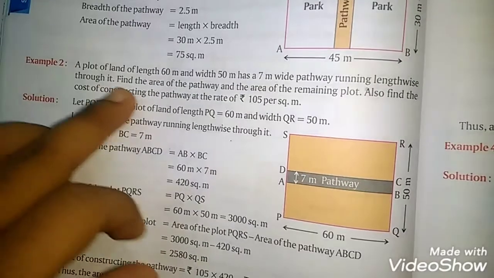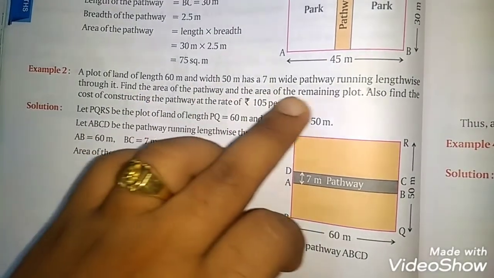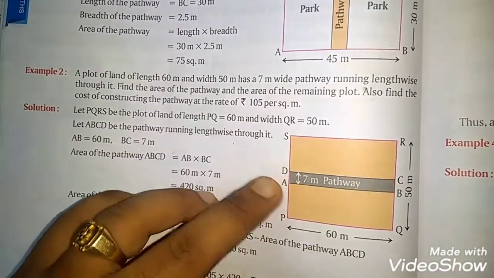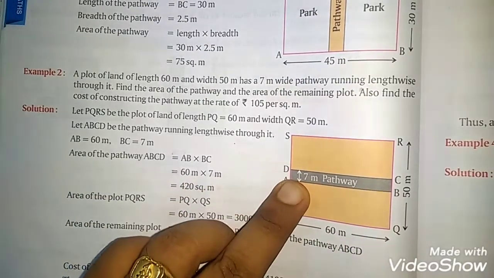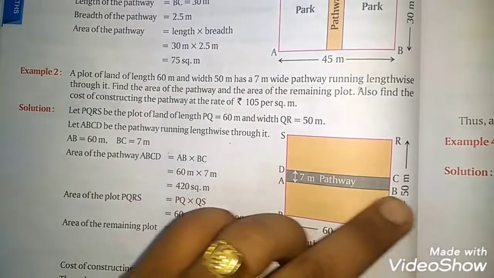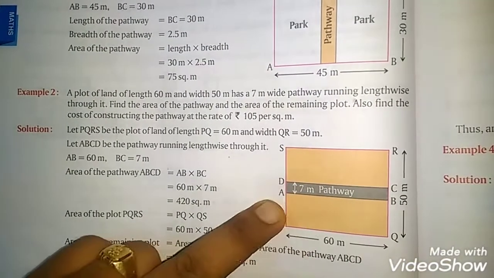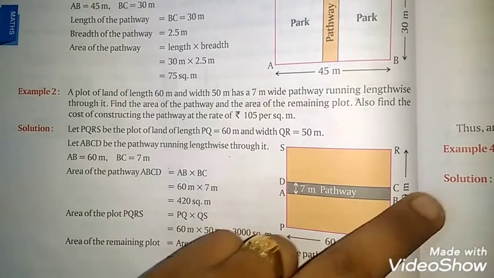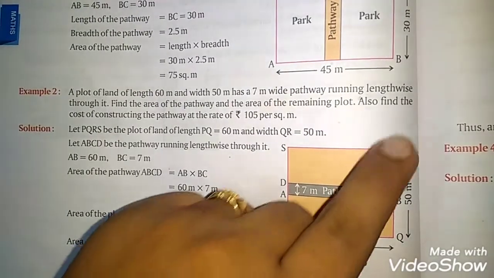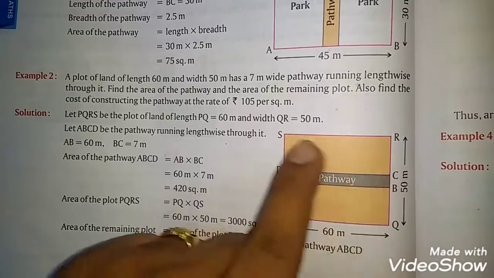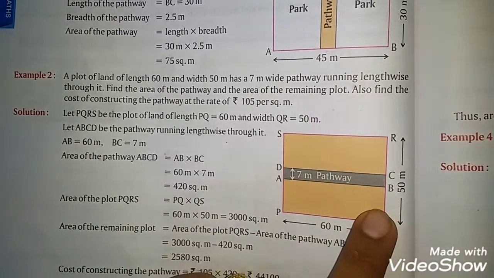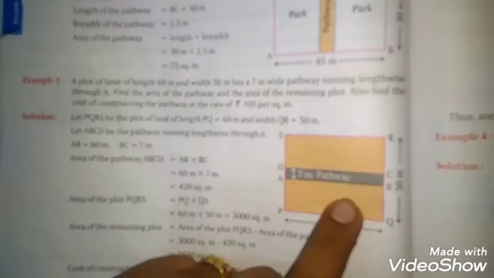What was written: find the area of the pathway and the area of the remaining plot. So the area of the pathway will be 7 into 60, as it was along lengthwise. See, here it is written lengthwise, so it was 7 into 60. 7 is the breadth and 60 is the length. So 7 into 60 will be the area of this pathway, and when you subtract it from 50 into 60, then this orange or yellowish portion will come out. So the area of the remaining plot will come out.